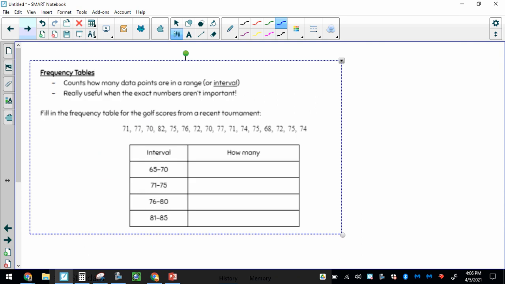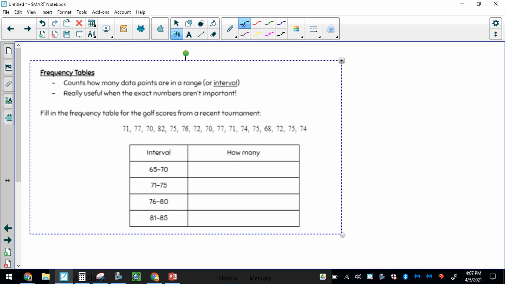All right, for the next one, we're going to do frequency tables. Now, frequency tables, we count how many data points are in a range or in an interval. So we don't really care about the specific number. We just want to know how many kids got around 65 to 70. How many golfers scored between 76 and 80. I don't care what the exact ones are. I just kind of care where they're grouped up.